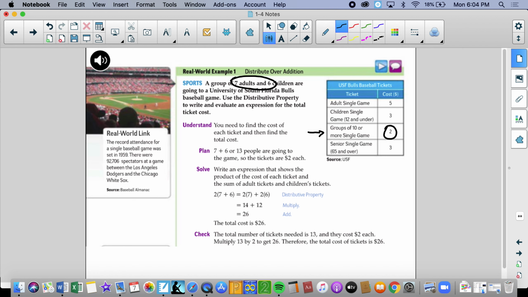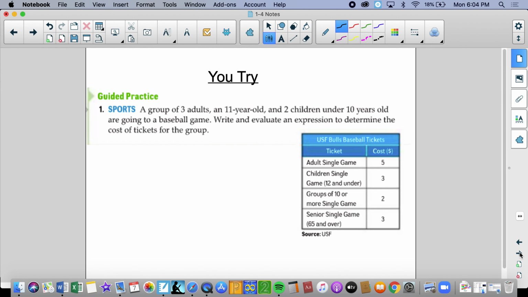So I'm going to multiply 2 times 7 plus 6, because I have 7 adults and 6 kids, and I can distribute it, or I could have done 2 times 13, because 7 plus 6 is 13, and I would have gotten $26. You can also use the distributive property, so that's why they would want me to distribute 2 times 7 plus 2 times 6, which gives me 14 plus 12, which is 26. So that works. You try.